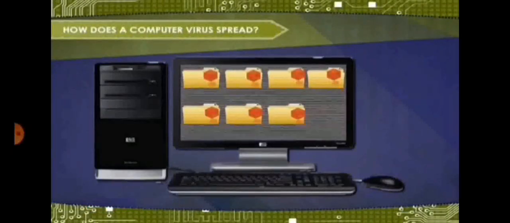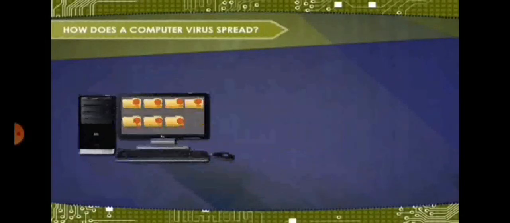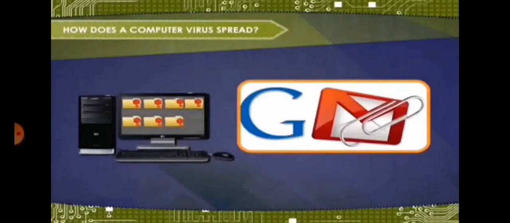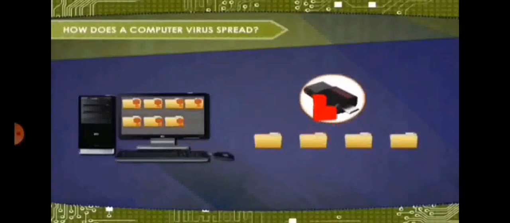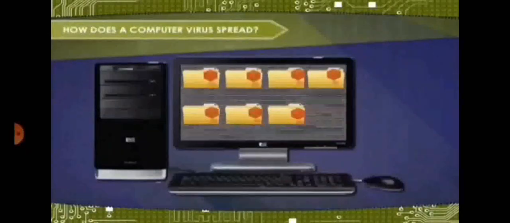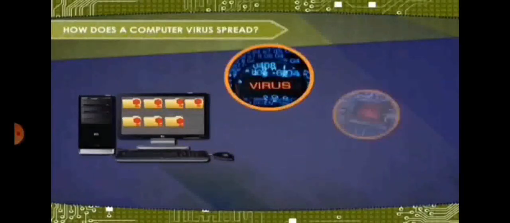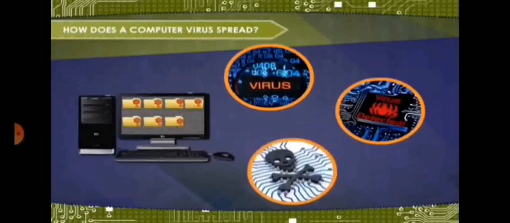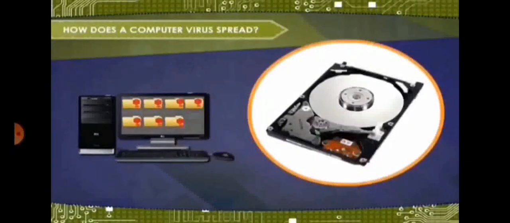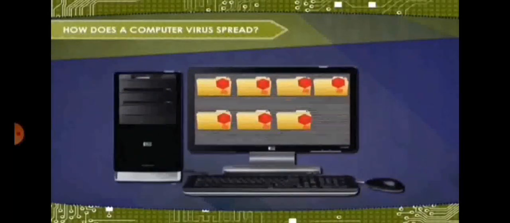How does a computer virus spread? Computer viruses spread from one computer to another by the transfer of infected data through emails or pen drives or other sources. Viruses become active when you start an infected application or start your computer from a disk that has infected system files. Once the virus is in the computer memory, it usually infects any application you run.